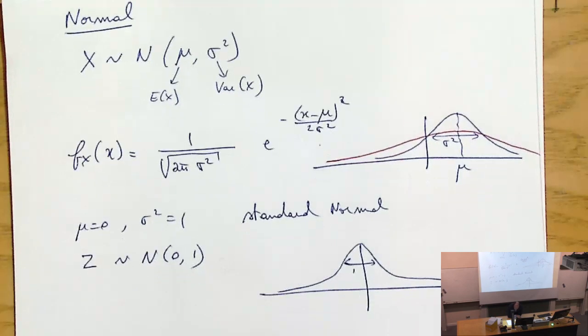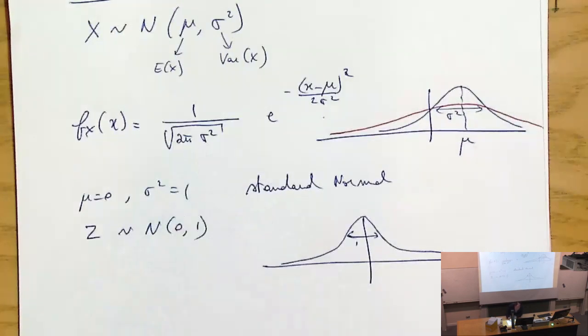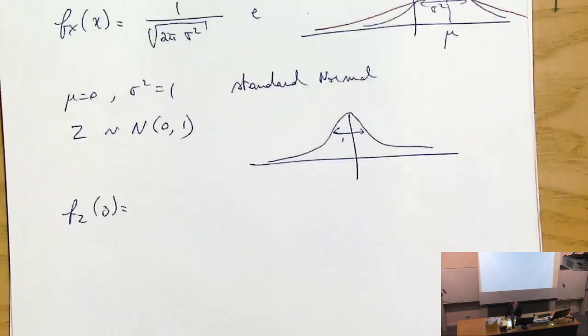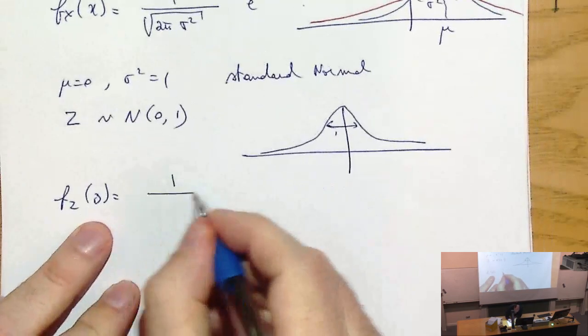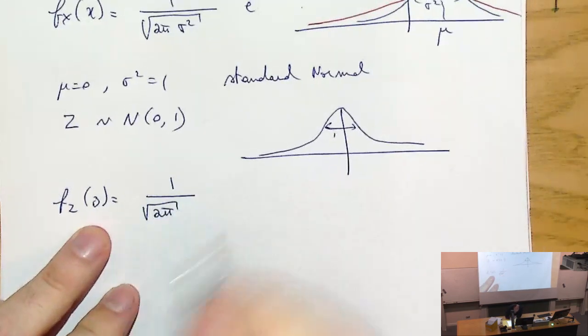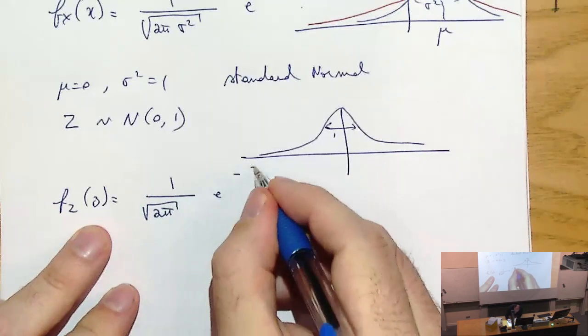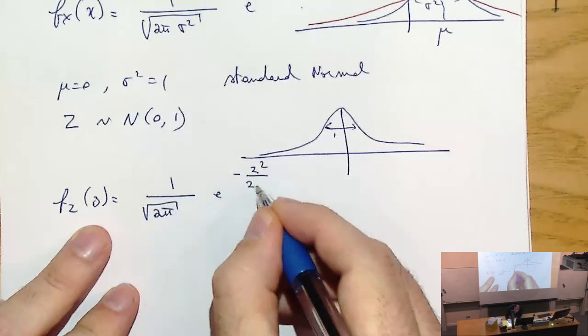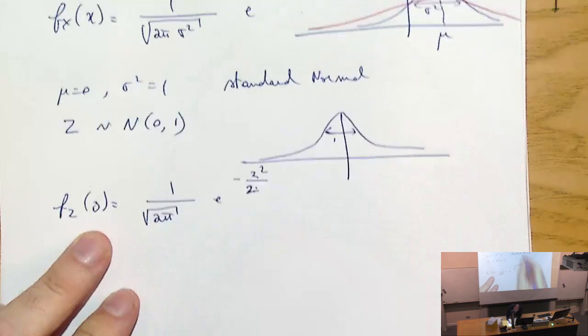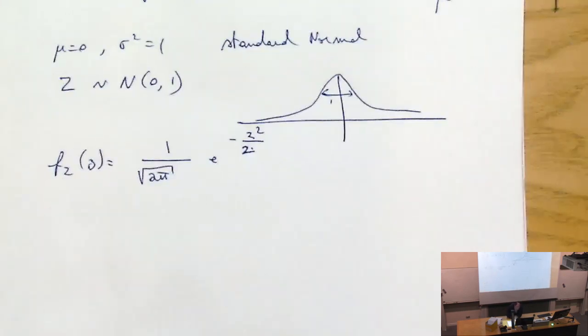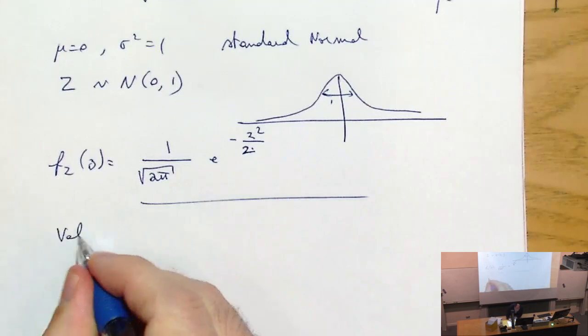So the first question we can ask ourselves once we have defined this, and let me write f of z, that's the PDF of the standard normal random variable, is now simply 1 over square root of 2 pi e to the minus z square over 2, because sigma square is equal to 1. Good. So first question, is that a valid PDF?